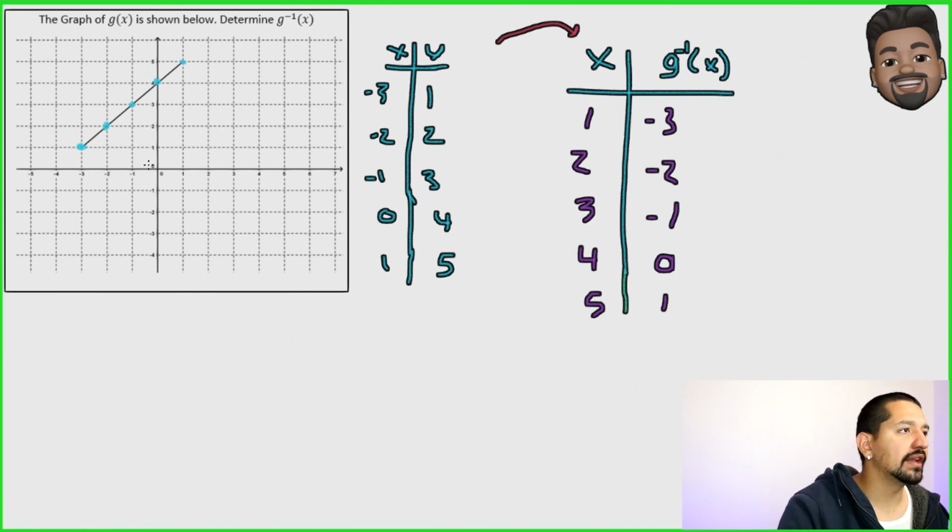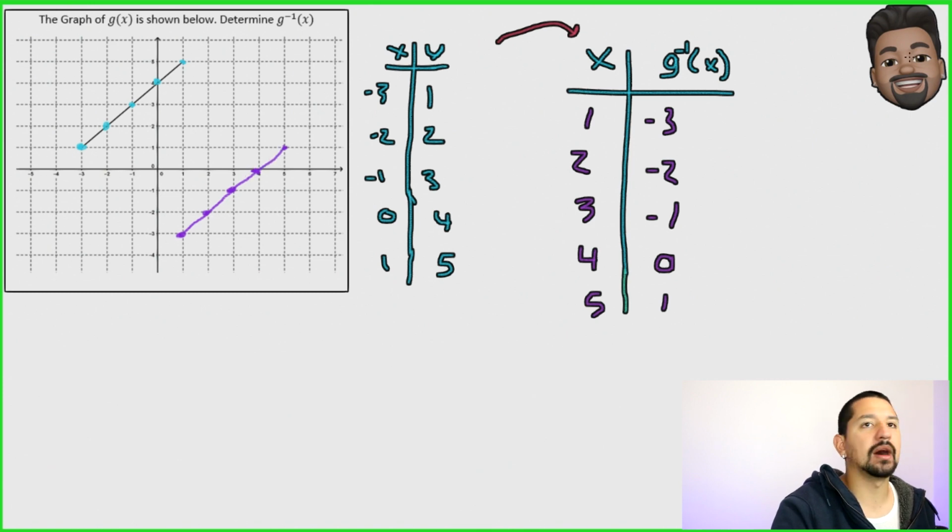This is going to be 1, -3, down here, 2, -2, 3, -1. So you can see just kind of how it looks. 4, 0, and 5, 1. So if you check it out, there is my inverse function right here. So look at these 2 problems and see how they're similar and different.